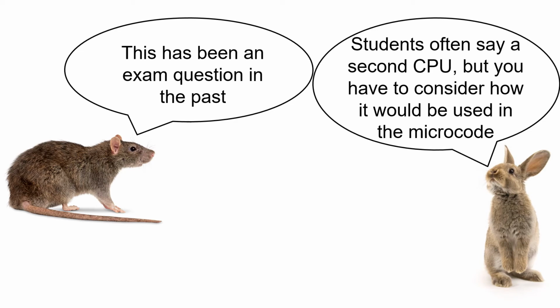That's been a question on exams in the past. Students often say a second CPU, but think about how the microcode works. How would you use a second CPU without the other parts?